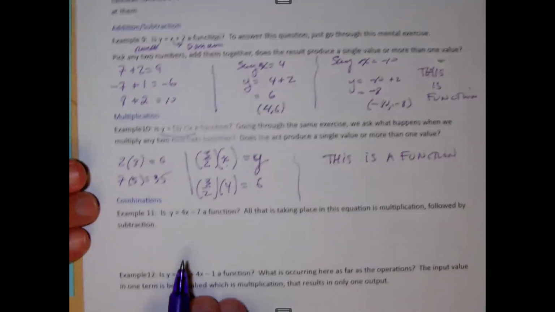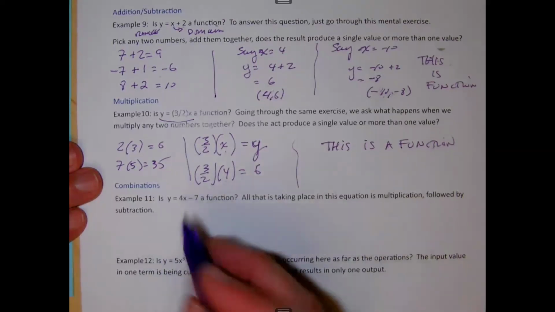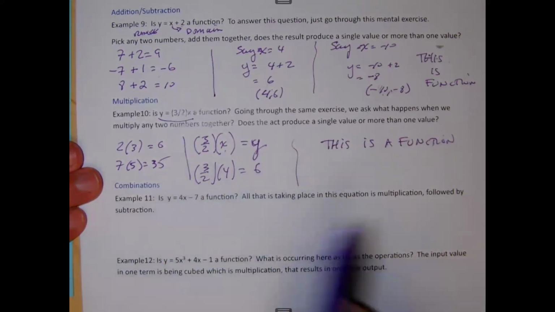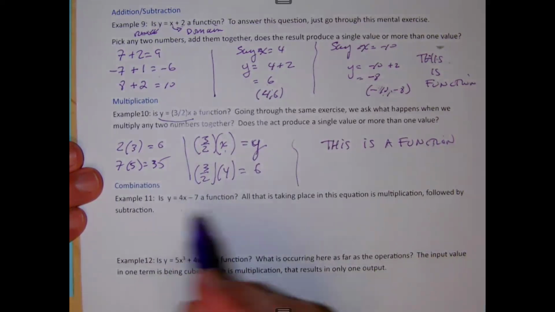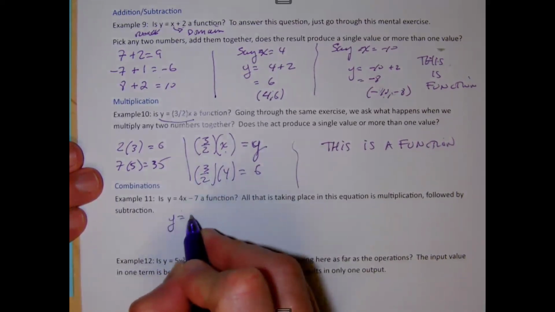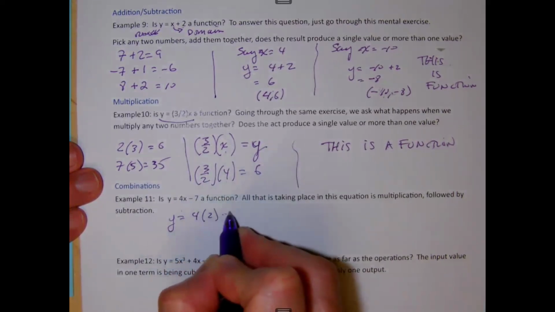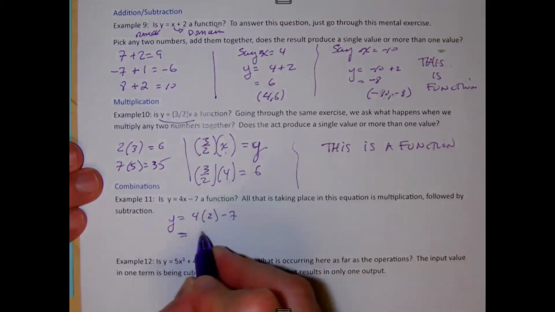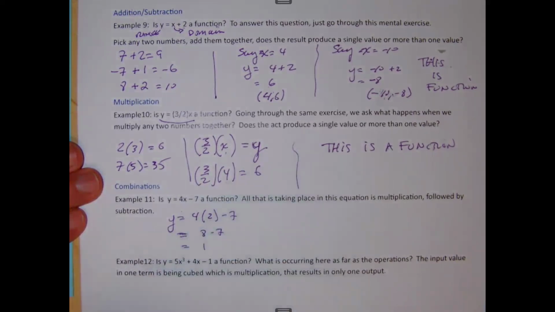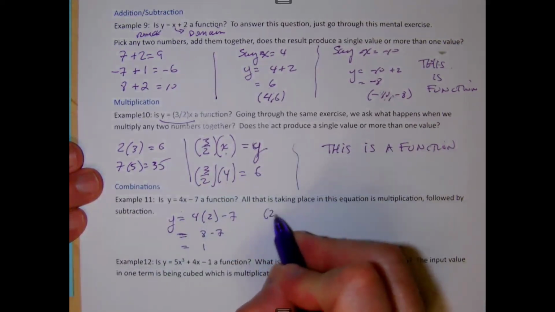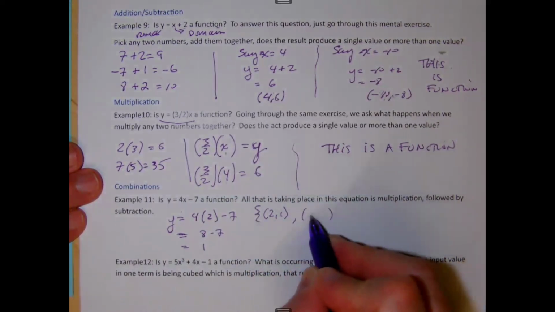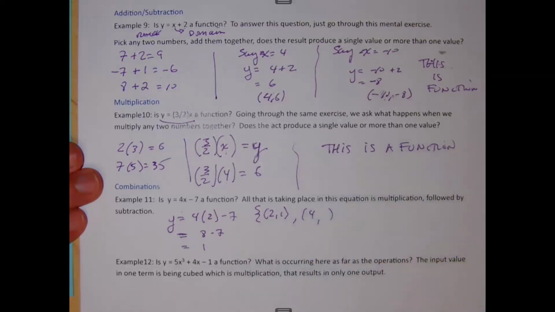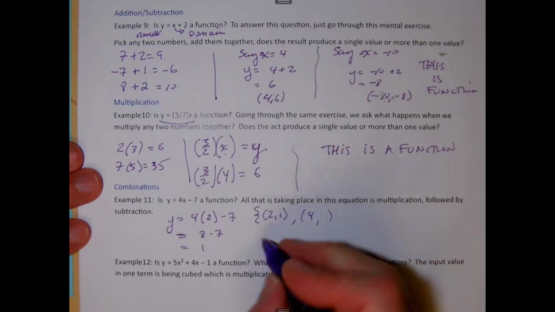What about if I combine them, like in example 11? Well, same thing. What am I doing here? I'm taking multiplication followed by subtraction. So I multiply, I get one number. Subtract, I get one number. So if I enter anything here for x, let's say 2, what do I get back out? Exactly one number. So now 2 corresponds to 1. And you can see that if I kept doing this over and over again, each time I enter a value here, I only get one output. So again, this is a function.